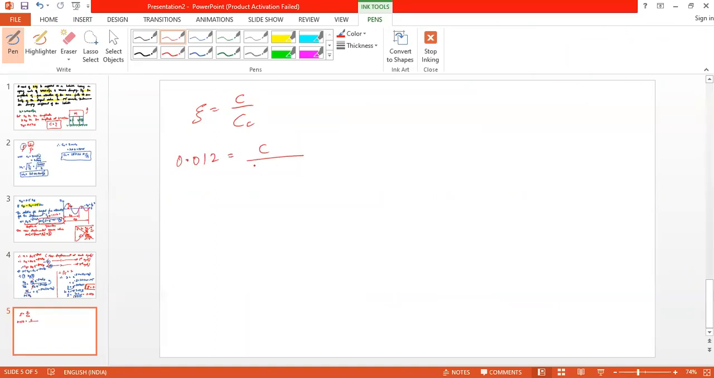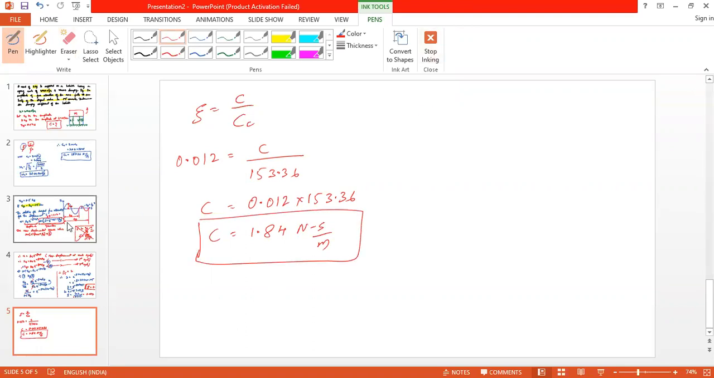That is equal to C divided by the value of Cc. What is the value of Cc? 153.36. So C is equal to 0.012 multiplied by 153.36. So the value of C is 1.84. What is the unit? Newton second per meter.